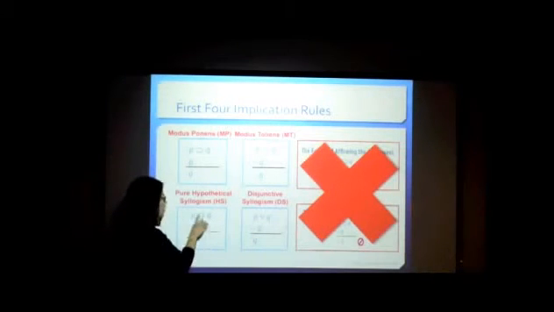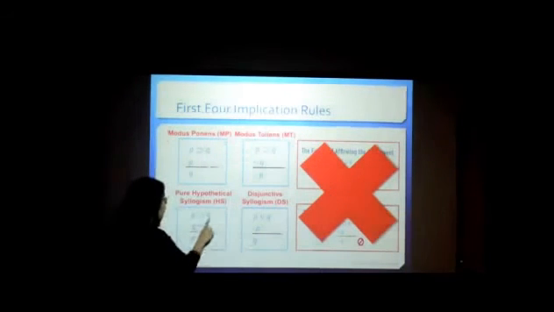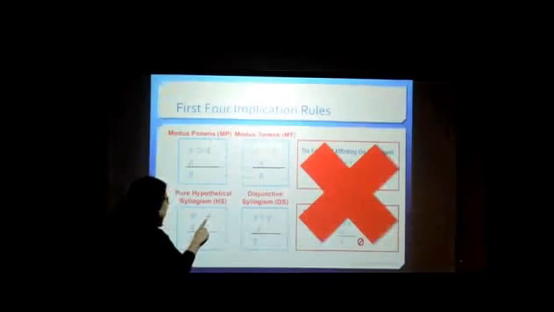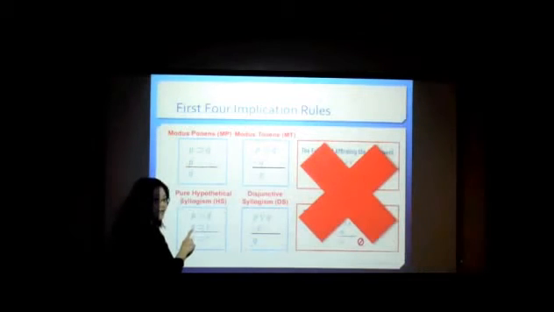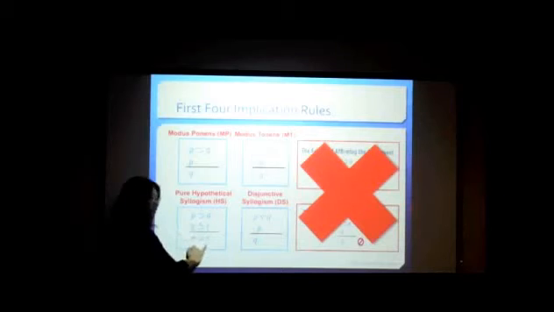If you have two conditional statements as premises, where the consequent of one is the antecedent of the other, okay, then pure hypothetical syllogism allows you to conclude a conditional statement made up of the antecedent of one of the conditional statements, specifically the one that has the similar statement as the consequent, and the consequent of the other conditional statement, okay? Specifically the one that has the similar statement as the antecedent, okay?